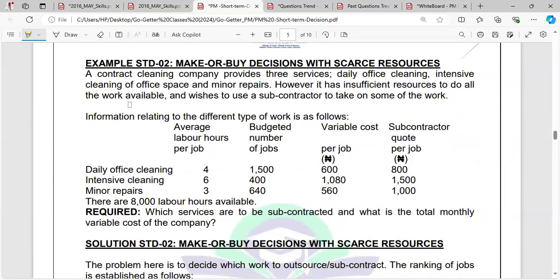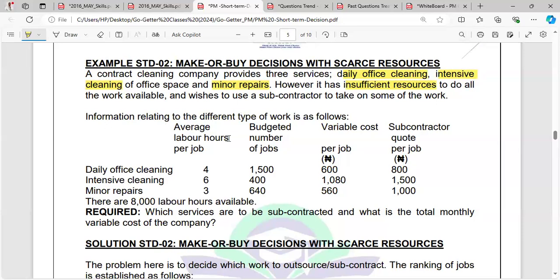A subcontractor, a contract cleaning company provides three services, which are daily cleaning, daily office cleaning, that's one, intensive cleaning, that's two, and minor repairs. However, it has insufficient resources to do all the work available and wishes to use a subcontractor to take on some of the work. Information relating to the different type of work is as follows.